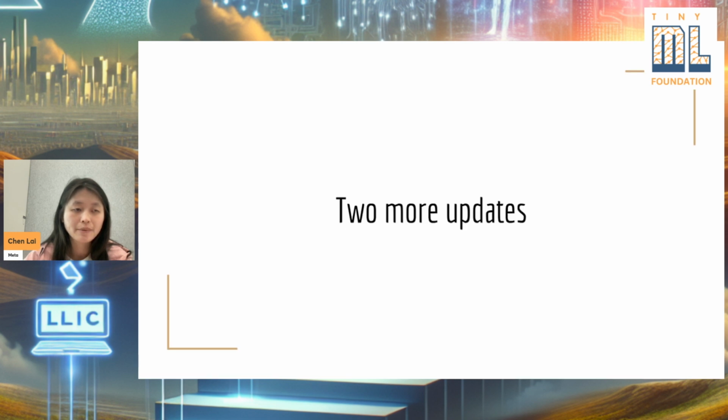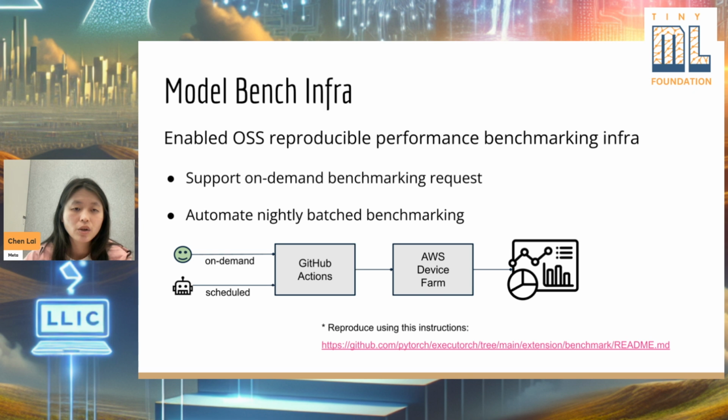There are 2 more updates. In addition to GenAI support, we also enable OSS reproducible performance benchmarking infra, either as an on-demand benchmark request, or we can also schedule benchmarking to monitor the performance trends. They will go through GitHub Actions, and then the benchmark will run on an AWS device farm to generate the performance metrics.